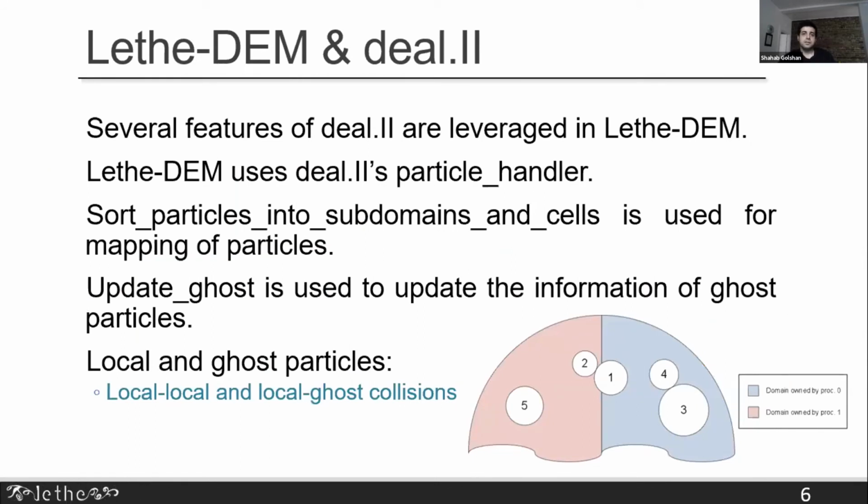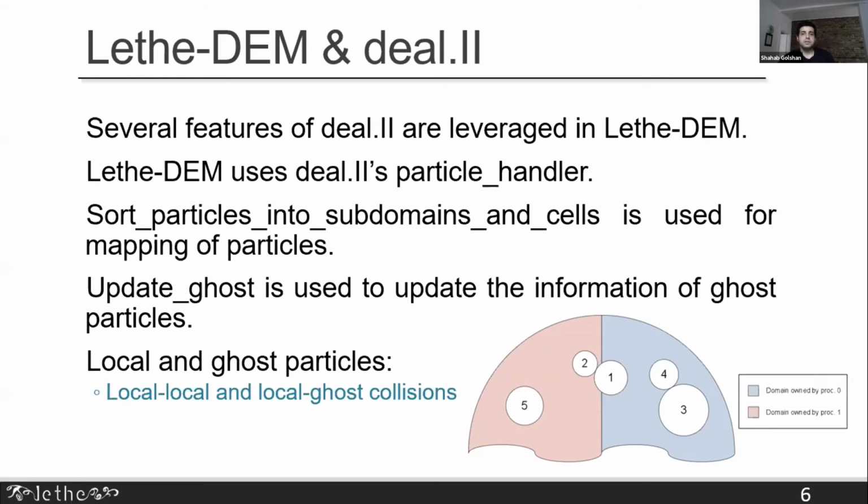This slide shows only a few examples of the deal.II methods used in LetterDEM. We use the particle handler to manage the particles. Sort particles into subdomains and cells is used to map the particles into the cells. This mapping is used in the broad search, of course. For updating the information of ghost particles, we use update ghost.